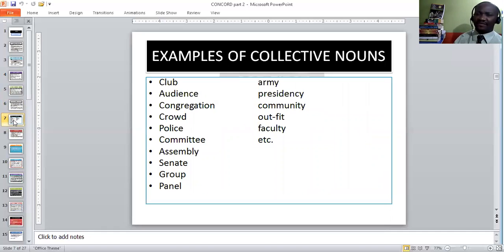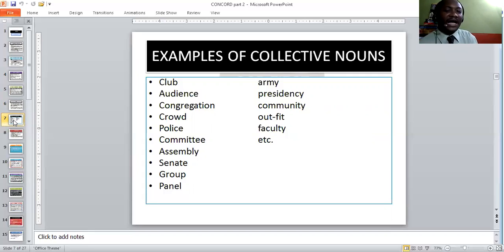When we say collectives, remember, we have collective nouns. We discussed before things like nest, colony, armada, group, choir. But here we have another form of it, like club, that we call national Concord: presidency, police, committee, assembly, senate, group, panel, faculty, outfit, things that have to do with administration, people gathering together for a purpose. It's not like animals gathering together.